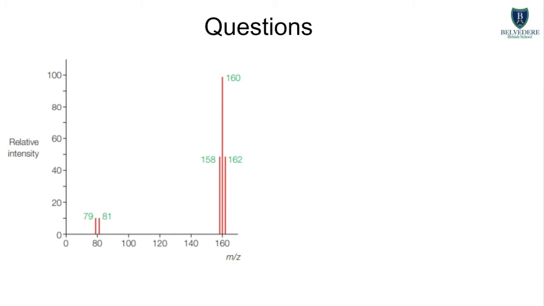So our first question was, what are our isotopic masses? And our isotopic masses are these two here. So our isotopic masses are 79 and 81.